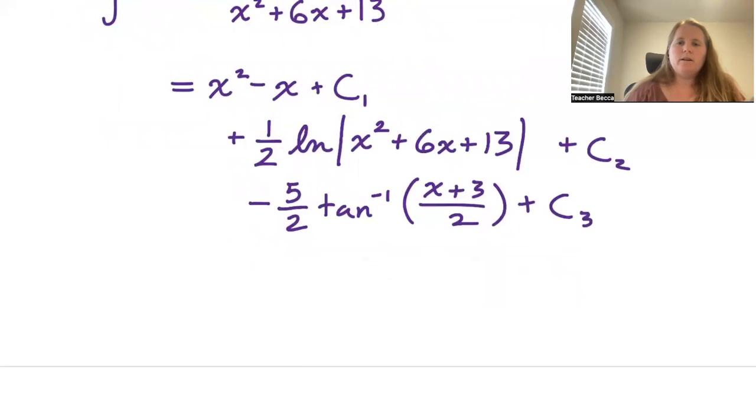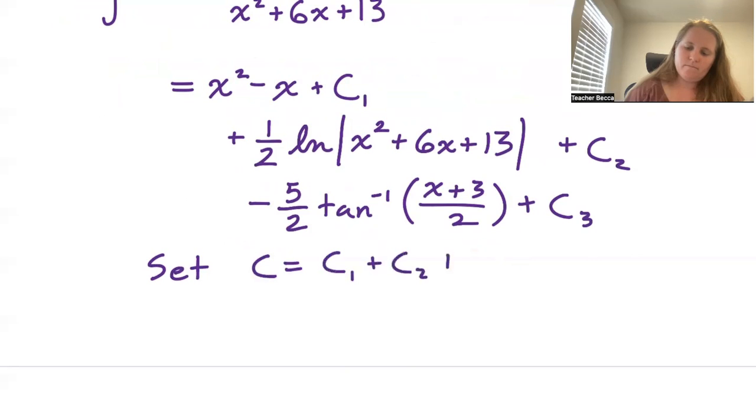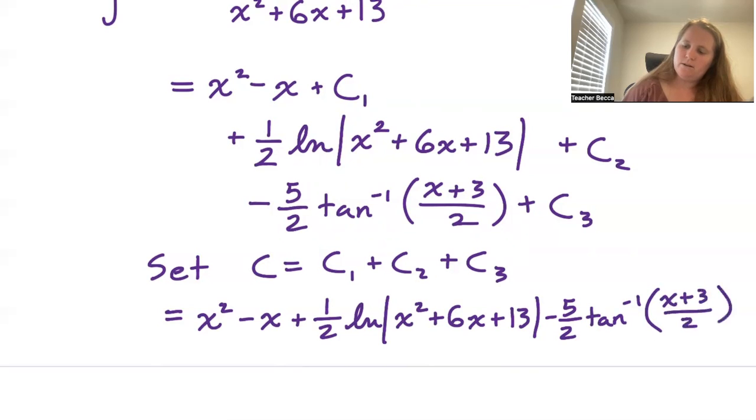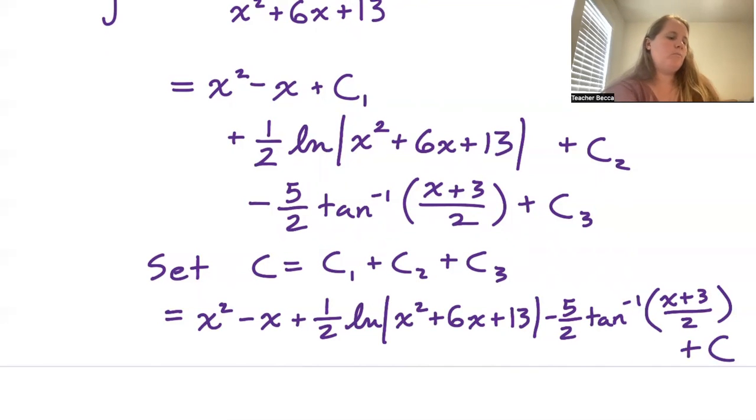At this point, we can go ahead and combine our c1, c2, and c3. And we wind up getting that our integral is x squared minus x plus 1/2 times the natural log absolute value of x squared plus 6x plus 13 minus 5/2 times tan inverse of x plus 3 over 2, whole thing plus c.